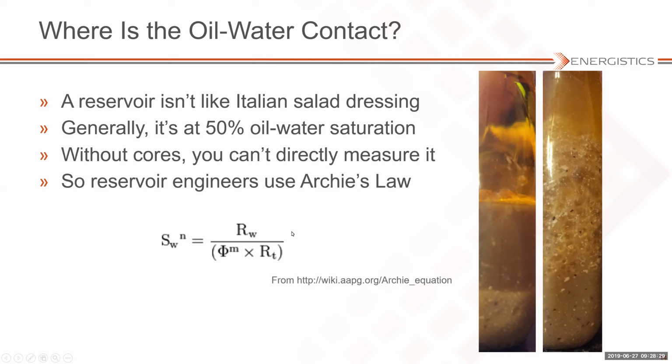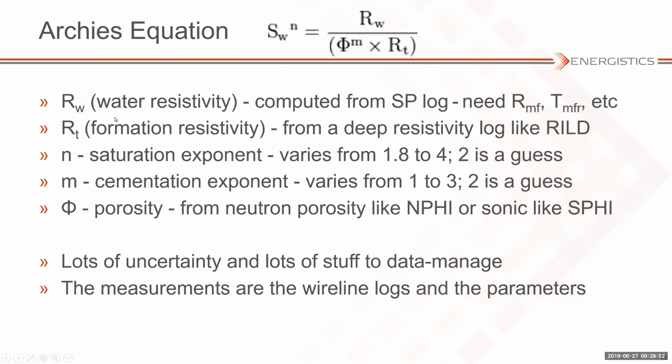So reservoir engineers use this equation everybody uses called Archie's law. And Archie's law says that the water saturation is a function of the resistivity of the water and the resistivity of the rock. And then there are these exponential parameters. So how do we find the resistivity of the water? We get it from a wireline log. But of course, even to interpret the wireline log, you need other parameters like the mud filtrate resistivity, the mud filtrate resistivity temperature. So in fact, to be able to get the water resistivity, you need a wireline log plus additional parameters associated with the log.